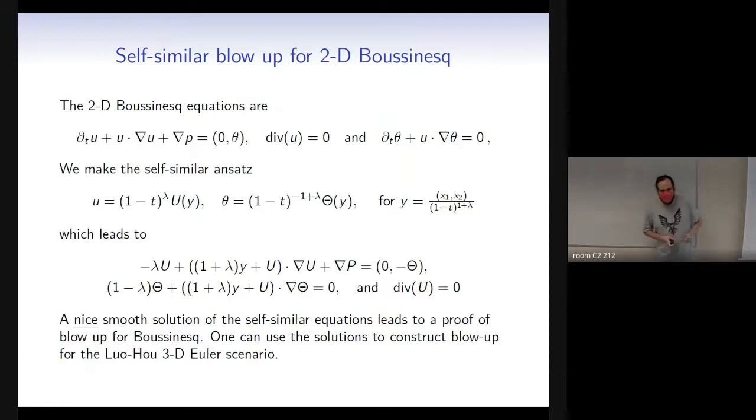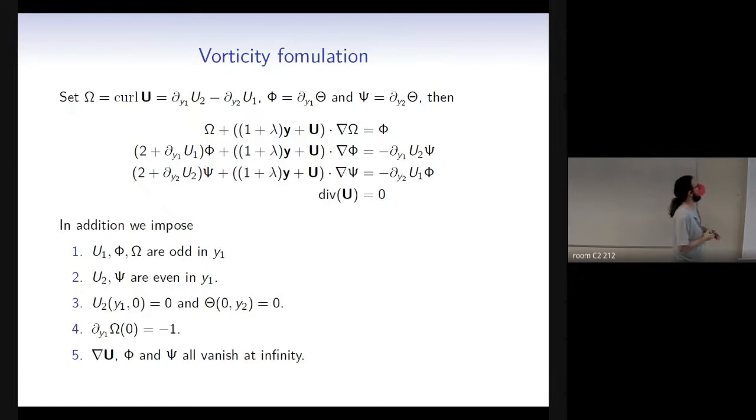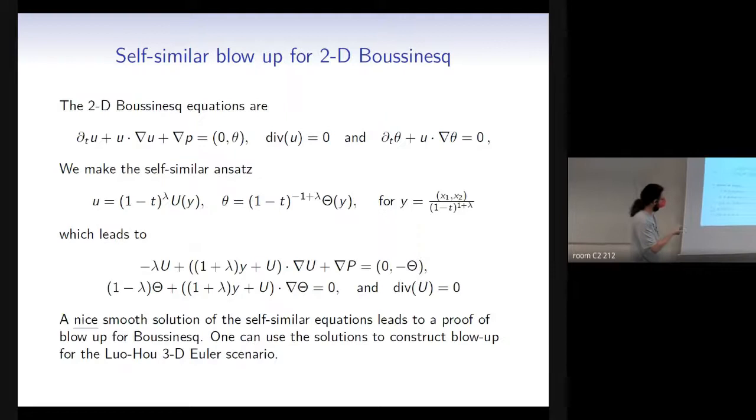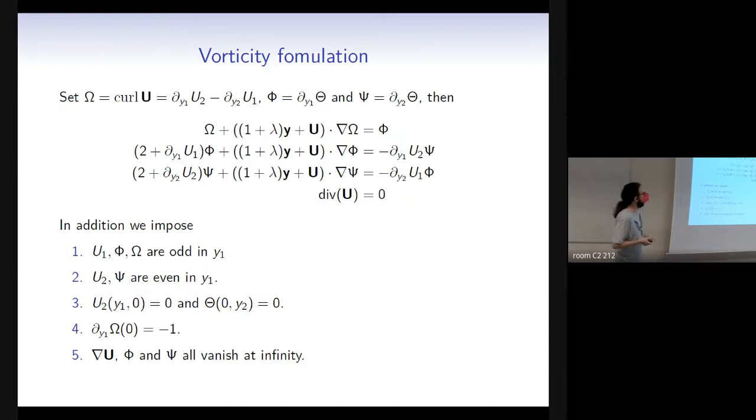So I'm going to work in vorticity formulation, because I want to drop the pressure. The pressure makes my life harder because it is a nonlocal operator, so I want to get rid of it. Instead, I'm going to take derivatives, and take the curl of the previous equation. So if I look at omega, which is the curl of u, and then phi and psi, which are the derivatives in the two directions of theta, then this is the system that I'm going to solve.